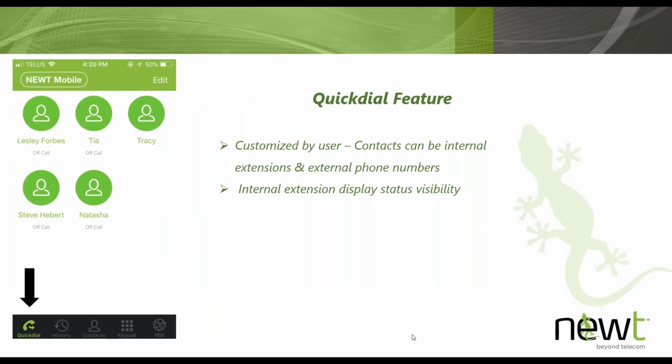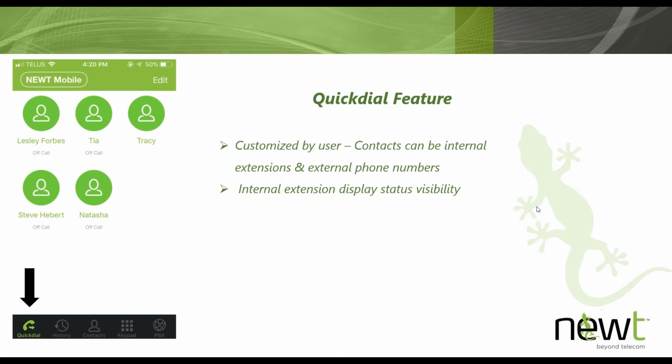So let's explore the Newt mobile just a little bit. This is the iOS version that you see on the screen. Now we also have an app for the Android platform. And along the bottom of the application, you'll see the screenshot on the left-hand side. You'll see your quick dial, your history, contacts, keypad, and PBX, which is just a link to our website at this point. Might change in the future. But your quick dial feature can be customized by each user that uses the Newt mobile app.